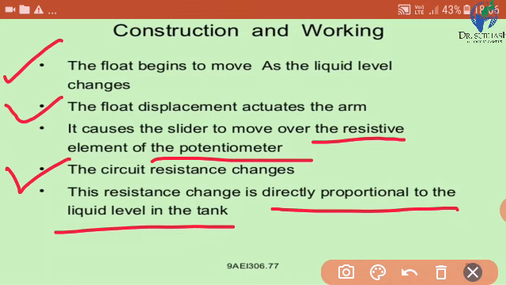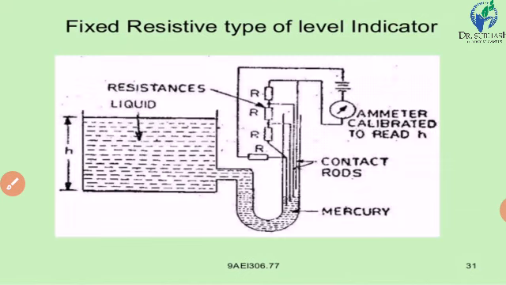So two conversions are there. One is from level to displacement and another one is from displacement to voltage. Now another method is fixed resistive type of level indicator. So this method is fixed type method.